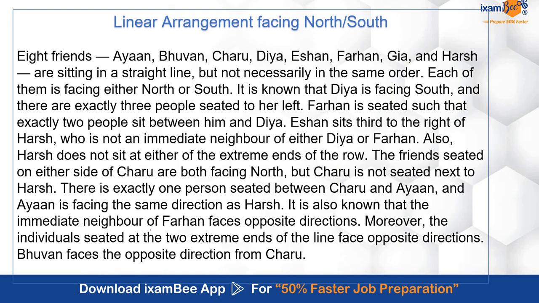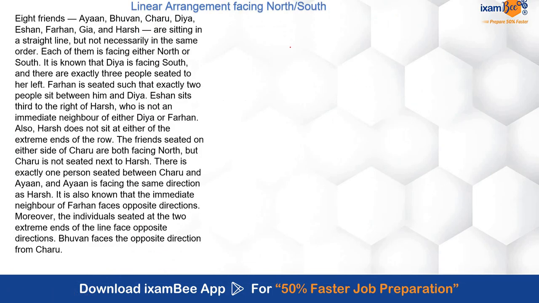Okay, so here's a question. You can take a screenshot of this question, and after learning my way of concept clarity and the way I'm dealing with things, you would be able to solve this category of question easily. Here in this question, 8 friends are sitting in a straight line and each of them is facing either north or south. So it's the same category of question.